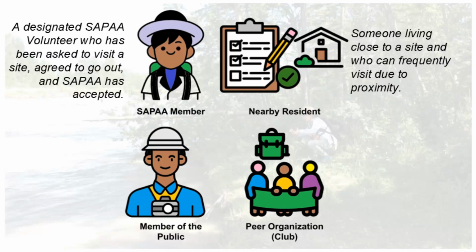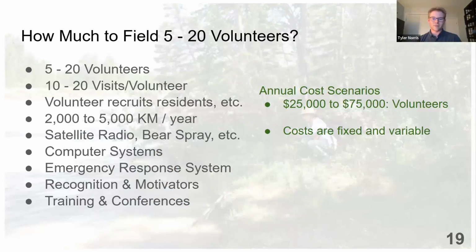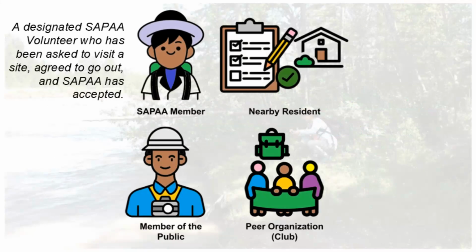However, to find the nearby resident, you need to send a volunteer out in the first place. So there are many variables, and we found the cost estimate to be between $25,000 and $75,000 a year. We can squabble over what the details would be, but the reality is sending a volunteer out to visit a remote area is a risky activity and would cost us some money.